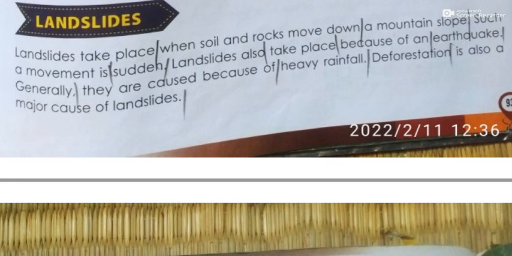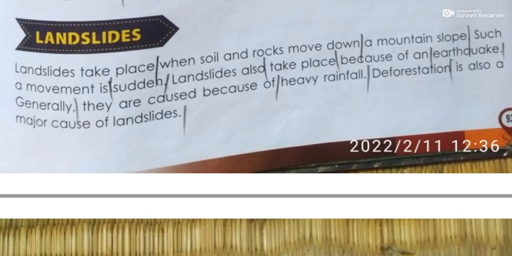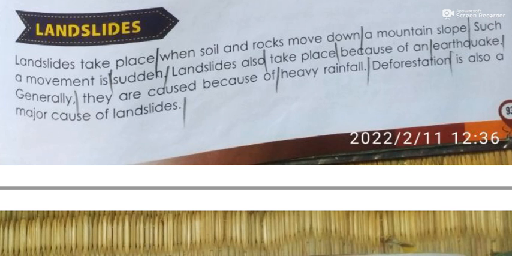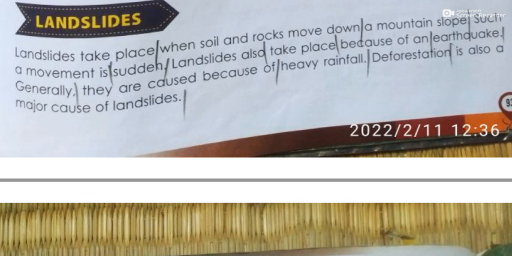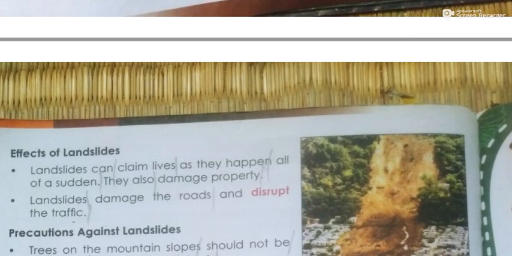Then another one is landslide. Usually it happens in the Himalayas, in the mountainous areas. When soil and rock move down a mountain slope, this is called a landslide. Landslides also take place because of an earthquake. The slow motions of an earthquake bring the landslide. Generally they are caused because of heavy rainfall. Even deforestation is also a major cause for landslide.